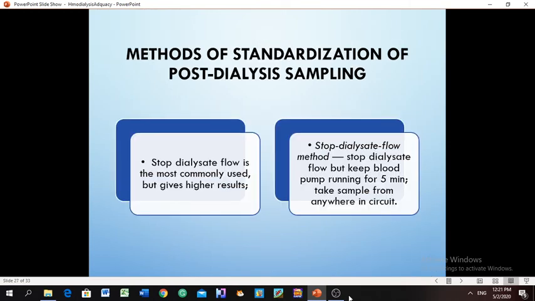Method of standardization of post-dialysis sampling. Stop dialysate flow is the most commonly used but gives a higher result. Stop dialysate flow method: stop dialysate flow but keep the blood pump running for 5 minutes. Take the sample from anywhere in the circuit.